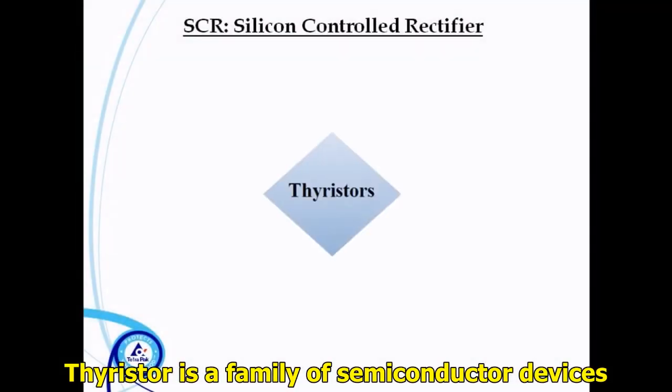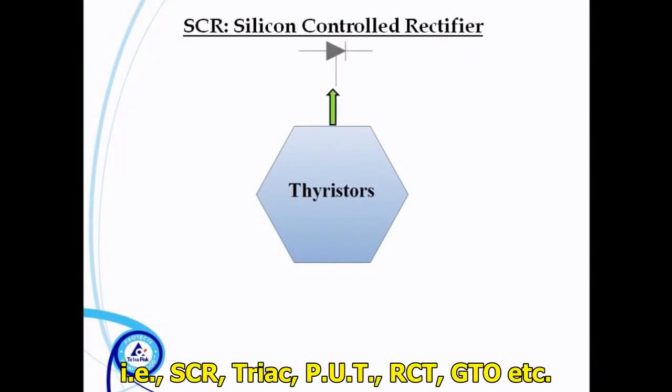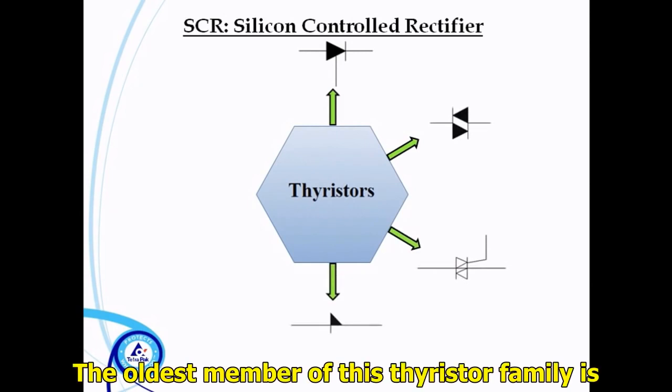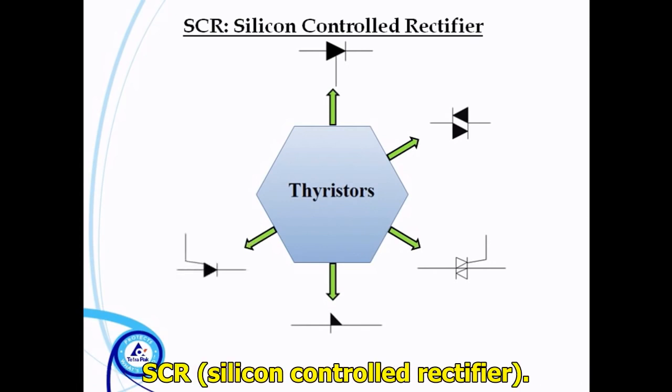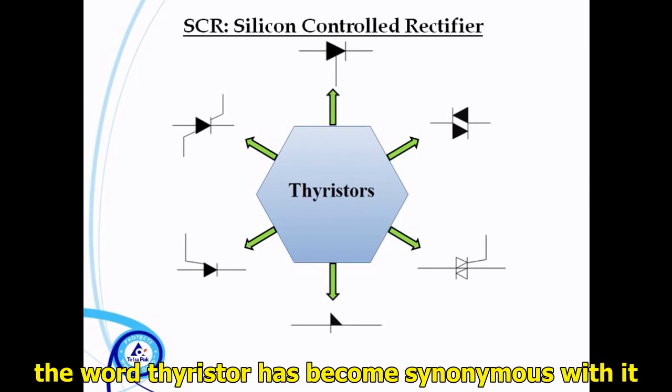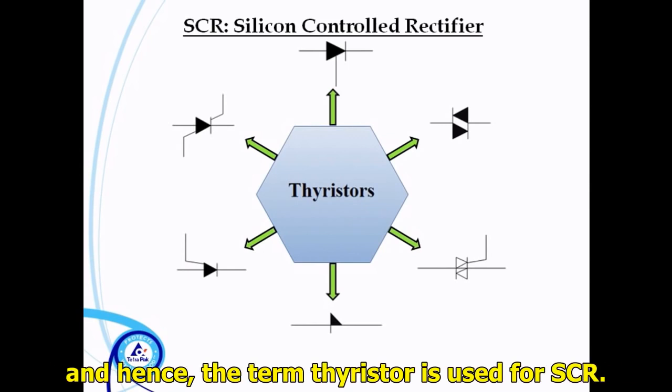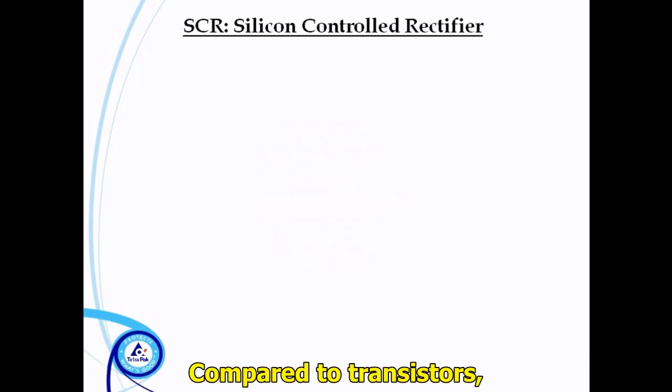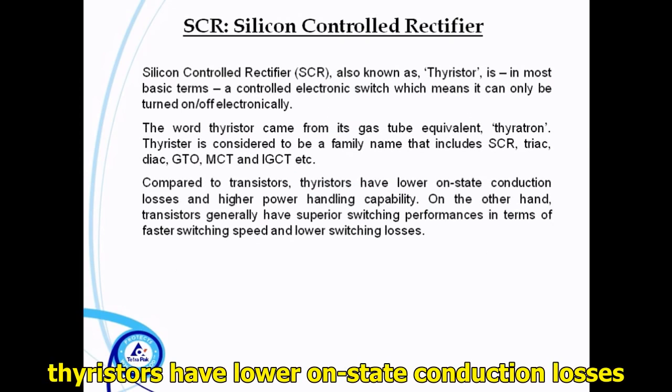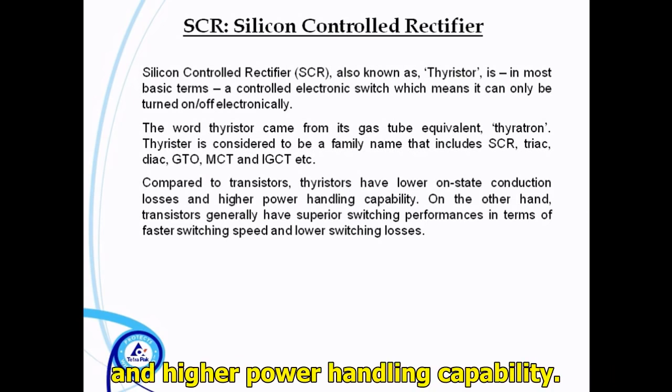Thyristor is a family of semiconductor devices, i.e. SCR, TRIAC, PUT, RCT, GTO, etc. The oldest member of this thyristor family is SCR, silicon-controlled rectifier. Due to the vast use, the word thyristor has become synonymous with it, and hence, the term thyristor is used for SCR. Compared to transistors, thyristors have lower on-state conduction losses and higher power handling capability.